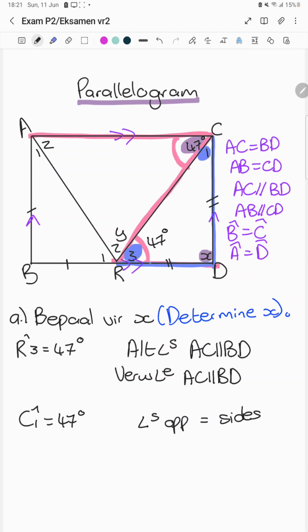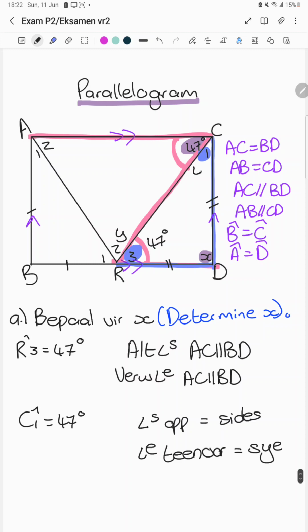Okay, ons kan sien, omdat hulle vir ons sê RD is gelijk aan CD, weet ons dat ook R3, die 47 grade, ook gelijk is aan C1. En my rede vir dit sal wees, hoeke teenoor gelijke sye. Alright, so now I know that this angle here is also 47.